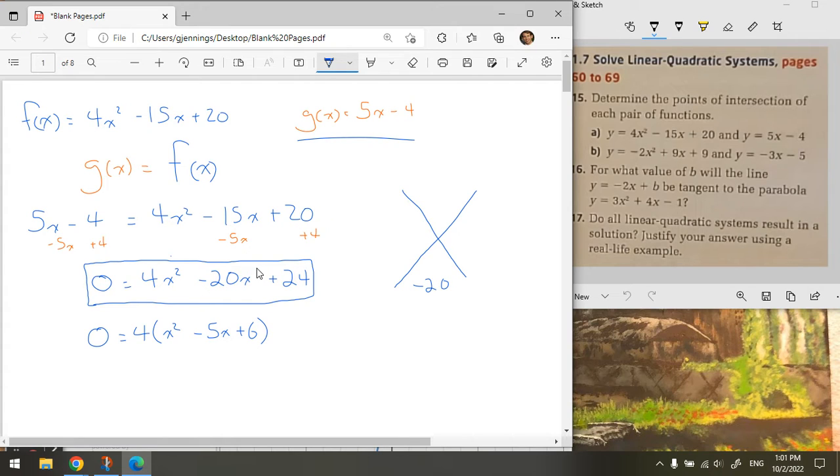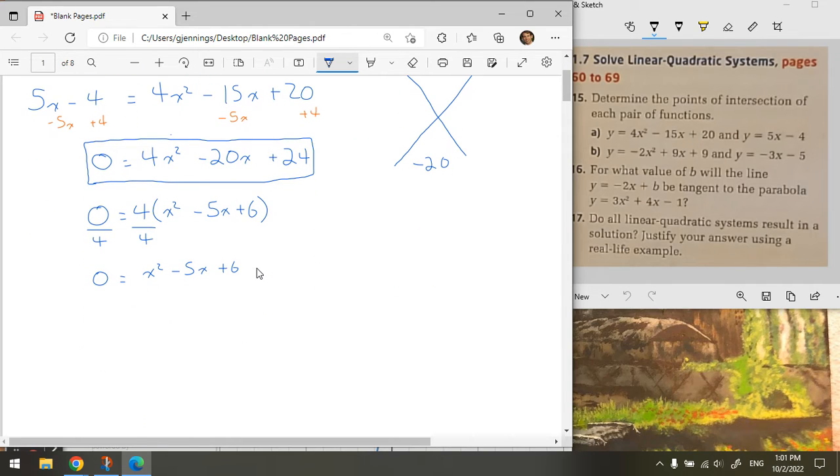All right, and we can go ahead and divide both sides by 4. 0 divided by 4 is still 0. So we just want to know where does x squared minus 5x plus 6 equal 0. Okay, and that one, if it multiplies to 6 and adds to negative 5, well, like we predicted, these intersections are very close. This is going to be x minus 2 times x minus 3. My brain was a little bit ahead of me there.